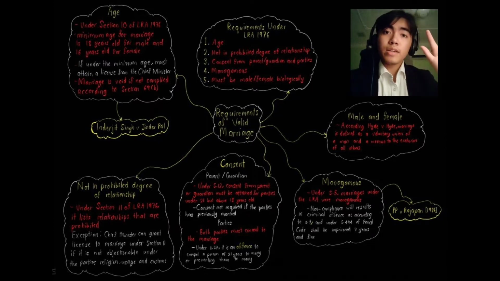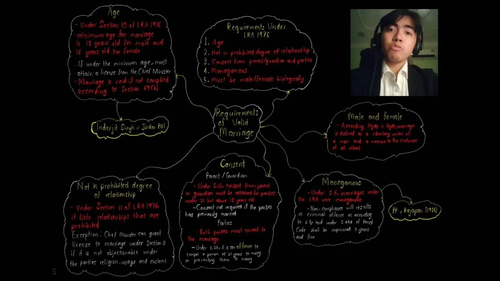For the third requirement, consent, it is categorized into two parts, which are for parents or guardians, and secondly, for the parties to the marriage itself. For the parents or guardians, it is stated under Section 12 of the LRA 1976 that consent from parent or guardian must be attained for the parties under 21 but above 18 years old to be married. However, consent is not required if the parties have had previous marriages before.